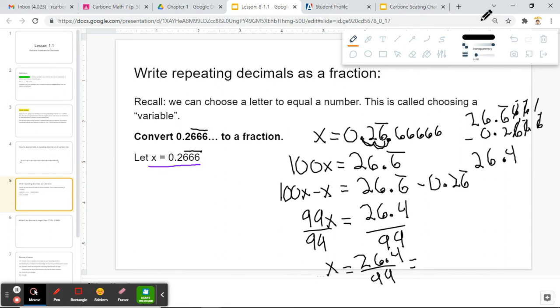If we want to clean this up a little bit so we don't have a decimal in our fraction, we could just multiply the top and bottom of our equation here by 10. So we get 264 over 990. And that would be equivalent to 0.26 repeating as a decimal. So that right there is how you convert a repeating decimal into a fraction. And the reason that's important is because that shows that repeating decimals are indeed rational numbers. We wanted to show that repeating decimals are indeed rational numbers, and we did that by showing you can convert a repeating decimal into a fraction.